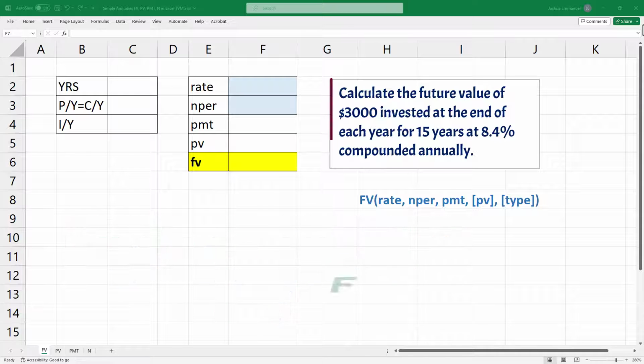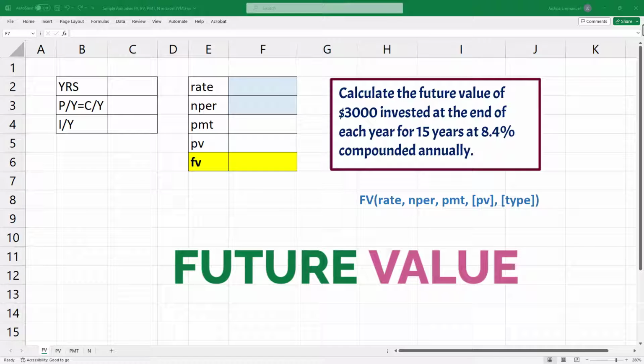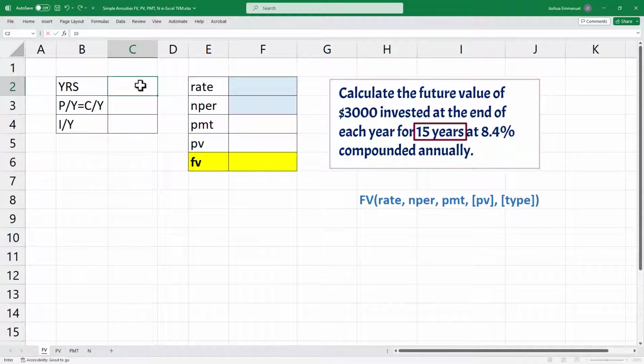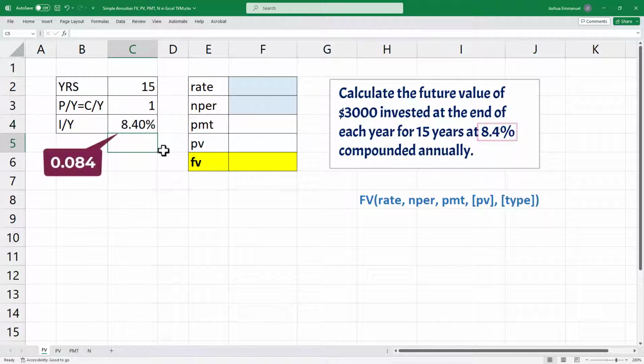We begin by calculating the future value of $3,000 invested each year at 8.4% compounded annually. For years we have 15. Payment and compounding are annual, so PY and CY are 1. The nominal interest rate or APR is 8.4% or 0.084.